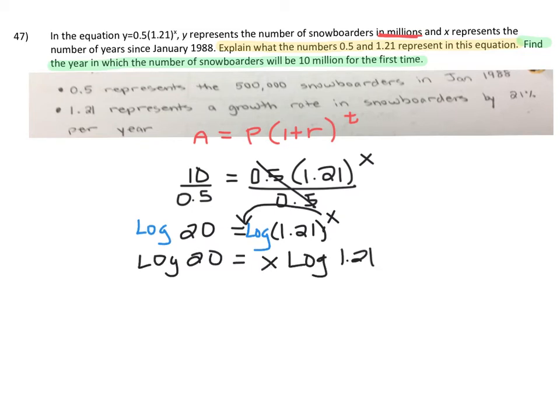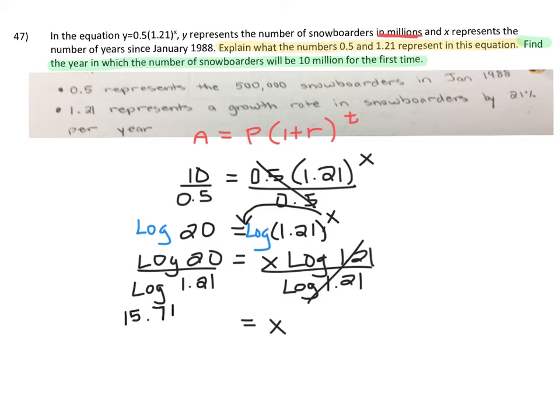Okay, and then since this is x times, multiplication, the opposite of multiplication is division. So if we want to get the x by itself, we need to divide both sides by the term it's being multiplied by, which is log of 1.21. All right, so those cancel. On the right, we're left with just an x. Now you're going to want to plug this in your calculator. When you do, you wind up getting 15 point, I'm just going to round here to 4 decimal places, 7157.